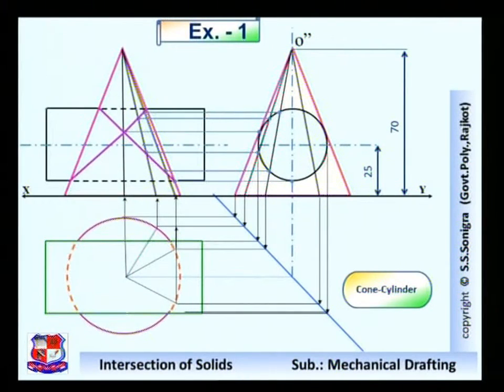Now what about these edges? This edge will not be visible, this one, because it is inside the cylinder. So it should be removed. Erase that edge because it is a cut portion. Similarly, this edge is also not visible. So erase that edge also. Now this straight line would be a fully visible line.